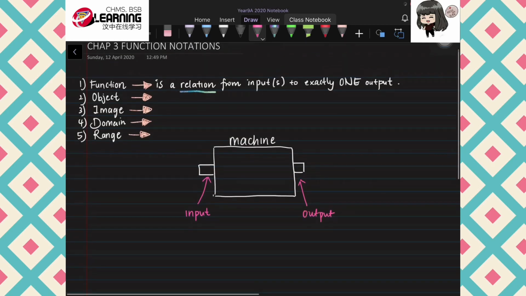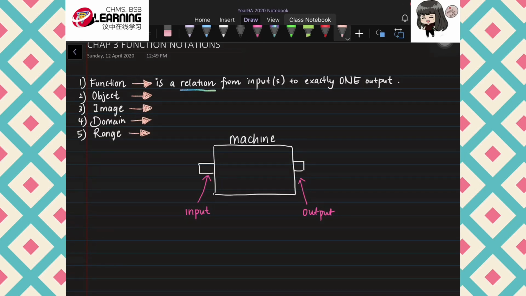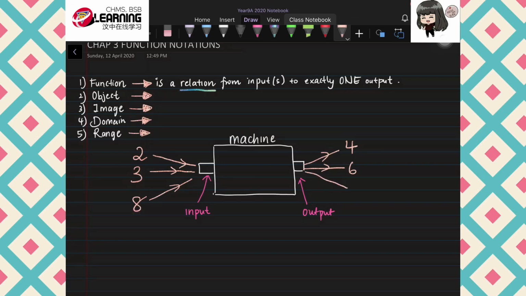Let's say we put a number in, say 2. We put it through the input, and the machine generates the output and gives you a 4. If you put in 3, it gives you a 6 after going through the machine. If you put in 8, it generates an output which is 16.